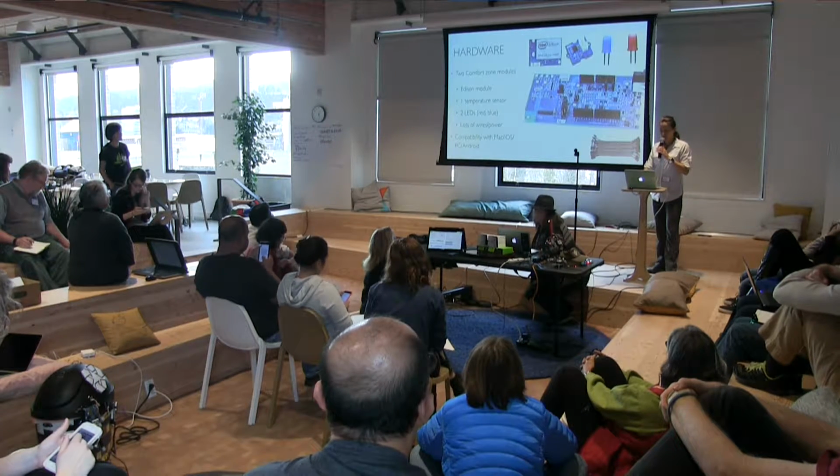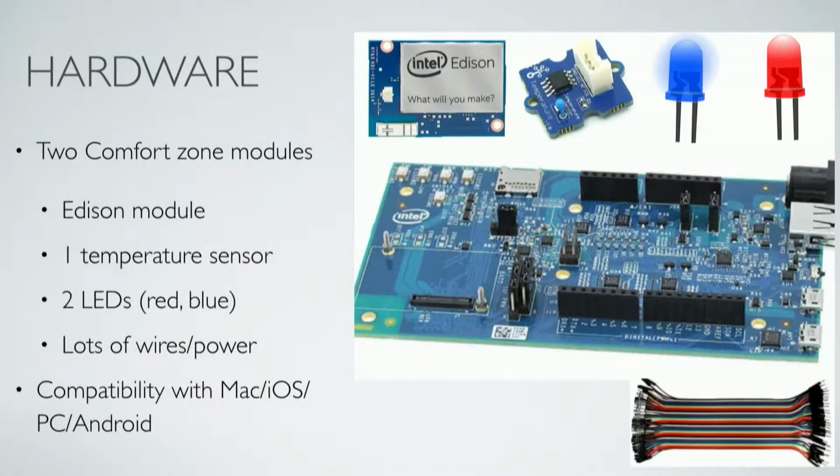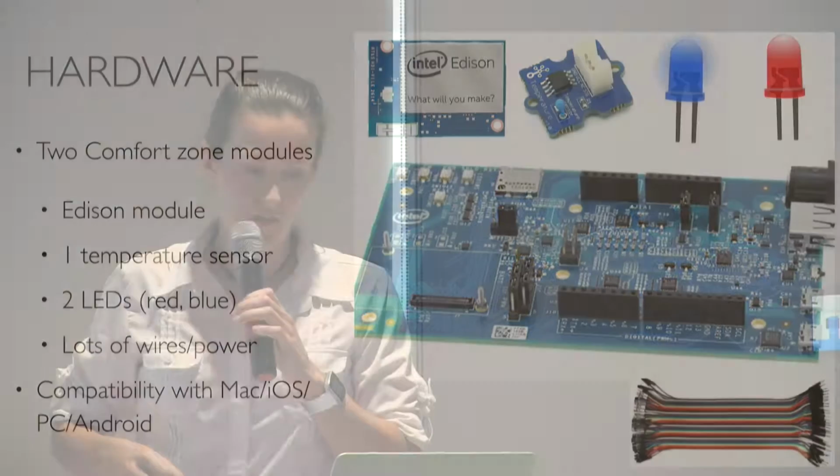Hardware. This is a picture of one module. We have 2 of them in our presentation, and it's made up of the Edison module, 1 temperature sensor, 2 LEDs, which represent the heating and cooling systems in that particular space, and lots of wires. It's also compatible with Mac, iOS, PC, Android.